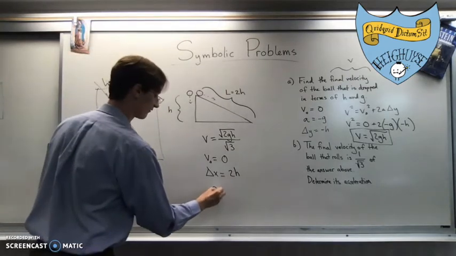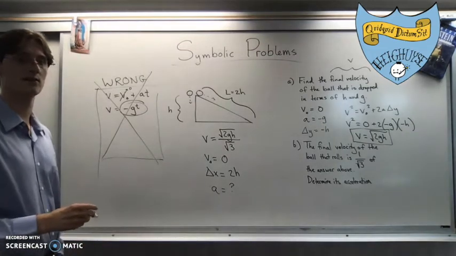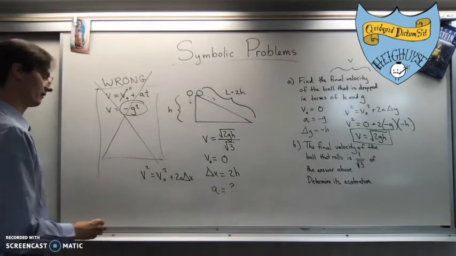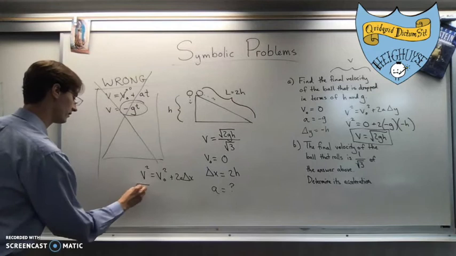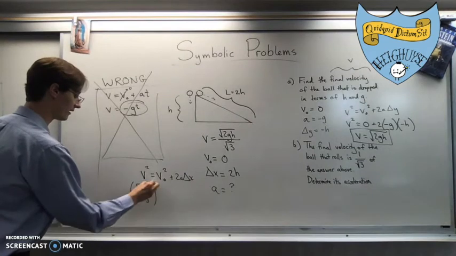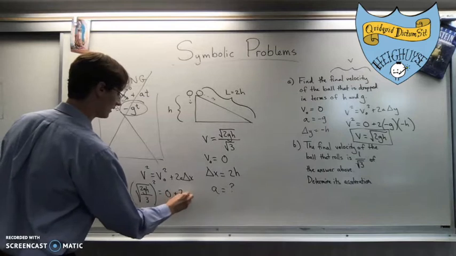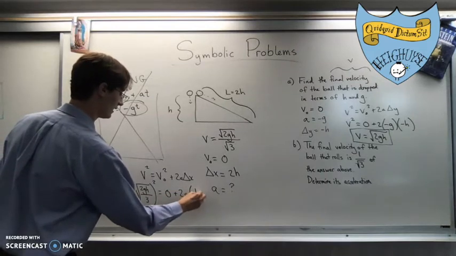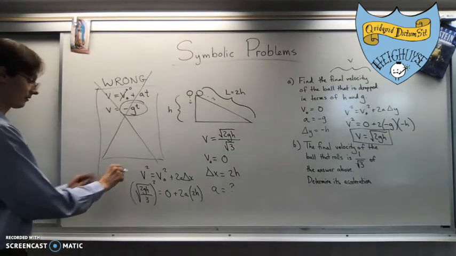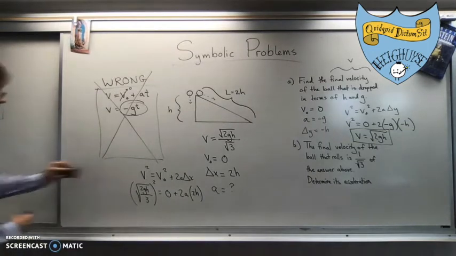All right, and then we're supposed to find the acceleration. Well, once again, that's directing me towards the time-independent equation. And if I plug in all the stuff, I should have, let's see, root 2gh over root 3. That's getting squared, though. 0 for the initial velocity. Don't know the acceleration. And 2h for the displacement. Now, squaring that, I'm kind of running out of room here. Maybe I'll erase my wrong work up there.